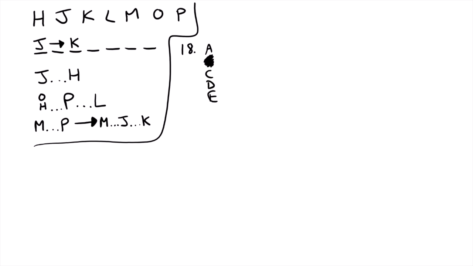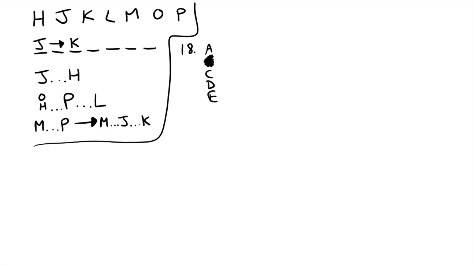C, I see O in the middle, and then later than them, I see P, and then later than P, I see L. So C follows that rule. D, I see O in the first four, and then I see P, and then L later than that. So D follows that rule as well.